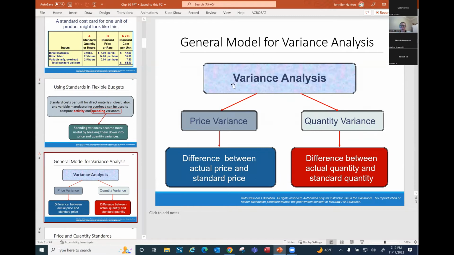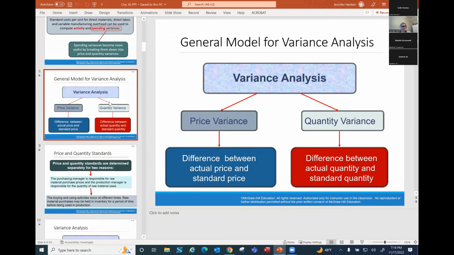And then we look at the variance analysis. So we have a price variance that shows the difference between the actual price and the standard price, which is that estimate. And then we have the quantity variance, which is the actual quantity that was used versus what we had in the standard quantity, which was our estimated quantity.